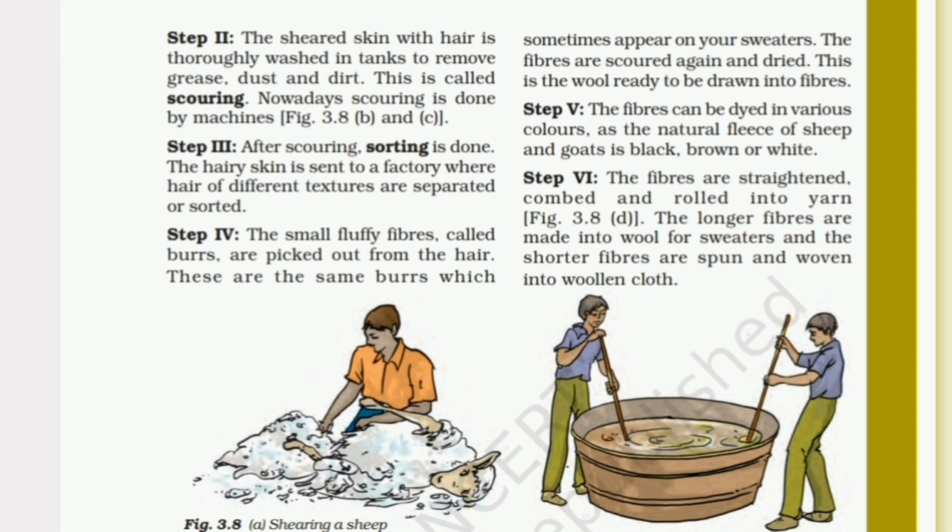Then the last step, step sixth. The fibers are straightened, combed and rolled into yarn, which is shown in figure 3.8d. The longer fibers are made into wool for sweaters and the shorter fibers are spun and woven into woolen cloth. So step 6 involves the fibers being straightened, combed and rolled into yarn, and we can see this in figure 3.8d. The long fibers are made into wool for sweaters and the short ones are used for woolen cloth.